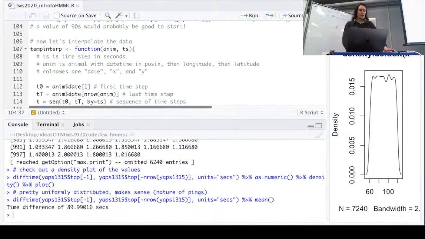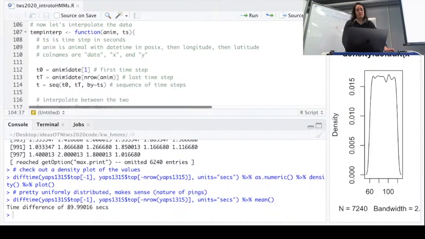So now to interpolate the data, I brought in a different function. The reason I brought in this function is because I haven't seen this as part of the moveHMM package. So I just did this myself. I could be wrong, but here this function depends on an animal object, and it depends on a time step. Here I've encoded that time step to be in seconds. Animal has to have the date, time, and POSIX. And then you're going to have your longitude and latitude, or your UTM coordinates, so your eastings and your northings. The column names have to be date, X, and Y.